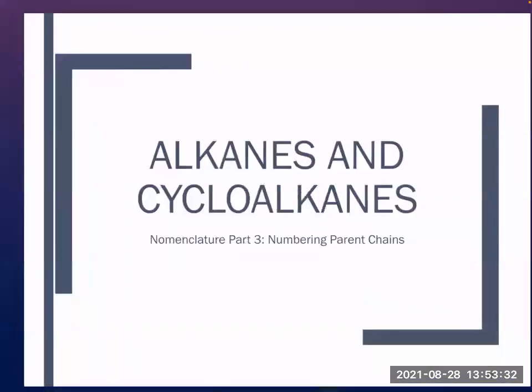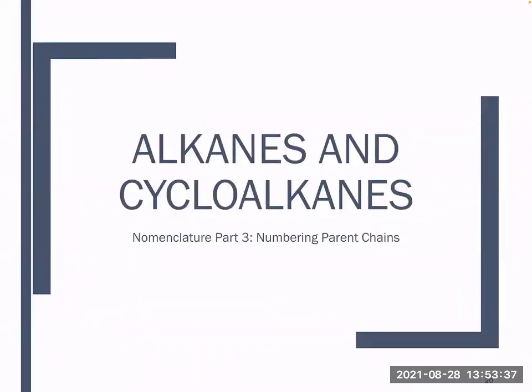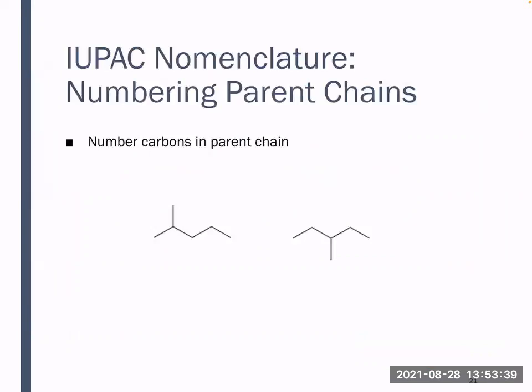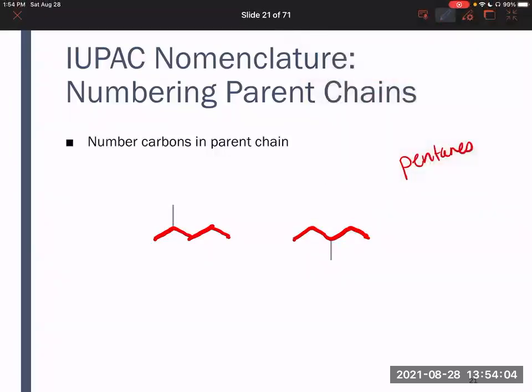This is part 3 for nomenclature of alkanes, and in this video we'll talk about numbering parent chains. So here, let's identify our parent chain first. For this molecule and for this molecule, my parent chain has 5 carbons. So both of these are pentanes. Now let's look at how to number these.